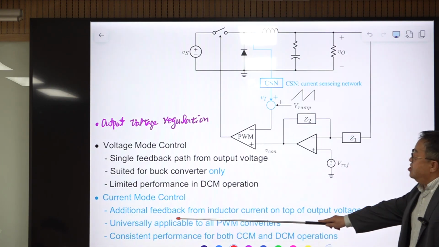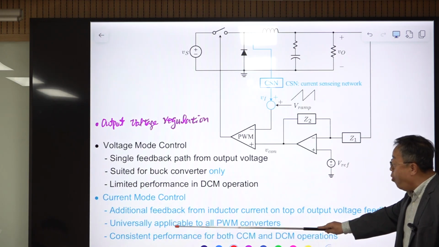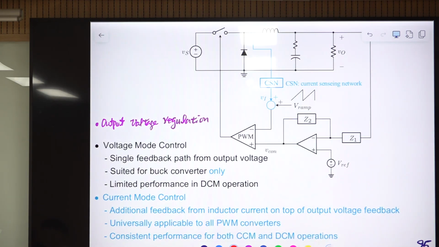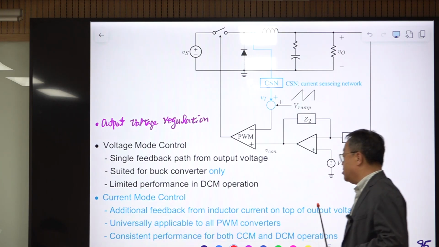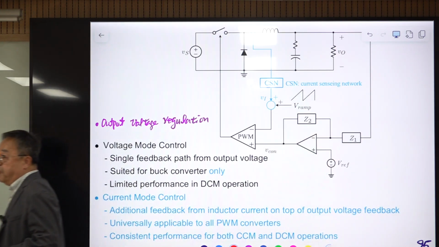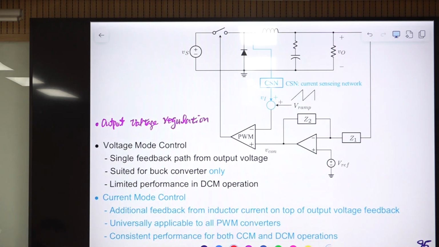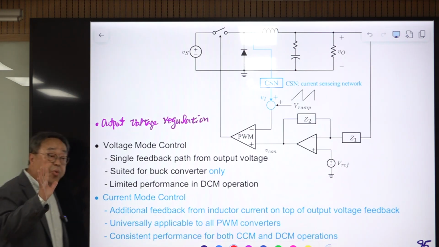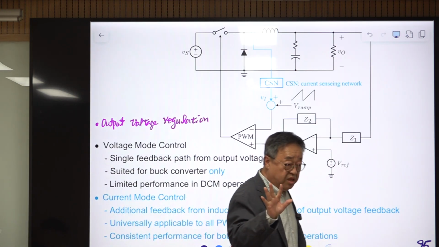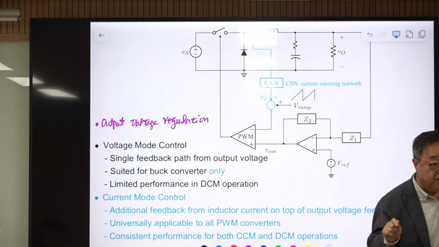This control scheme is applicable to all PWM converters. Even the structure of the voltage feedback compensation becomes simpler than in the case of voltage mode control. It is easier to design. And with this control, the performance of the converter in CCM and DCM is almost identical. So this is a very good control scheme, and current mode control is the most important topic in PWM power conversion technique.